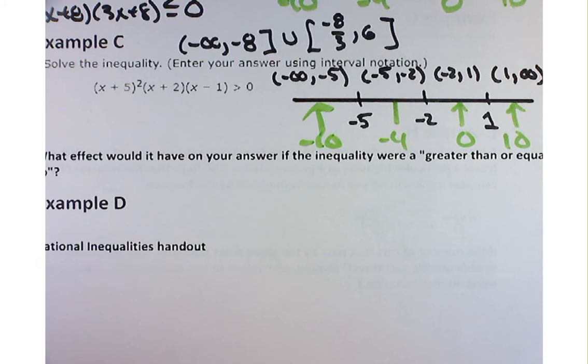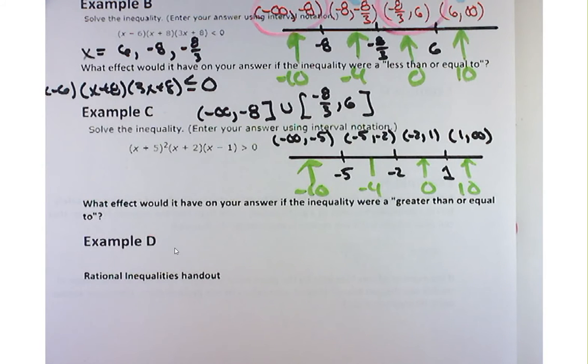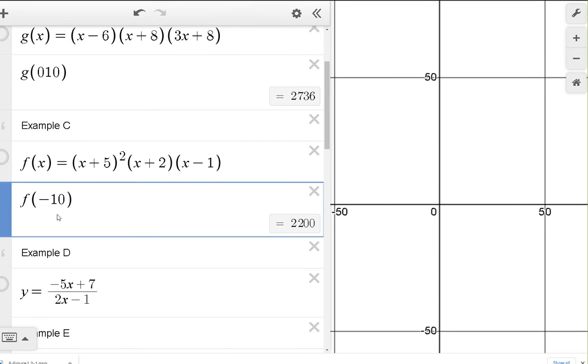Okay, so if you actually did go through and test all the points, what you would see is you get positive, positive, negative, positive. And let me just pull it up here real quick if I can. There's negative 10, and then negative 4, and then 0, and then 4. So we get positive, positive, negative, positive.